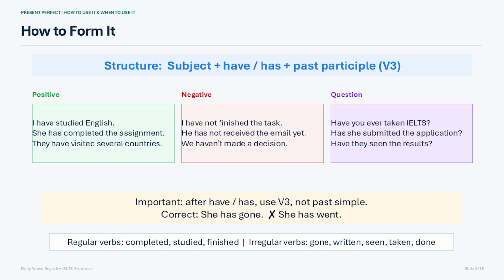The key grammar point is the past participle. For regular verbs, we usually add ed. For irregular verbs, we need the third form, such as gone, written, seen, taken, made, or done.